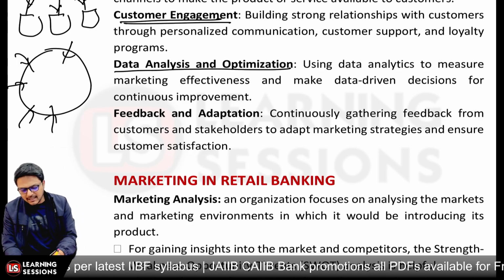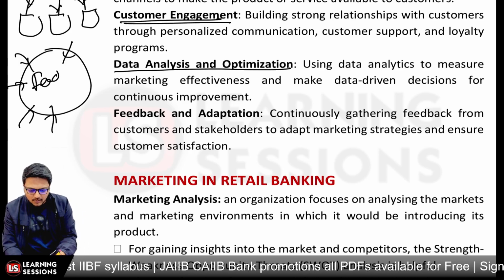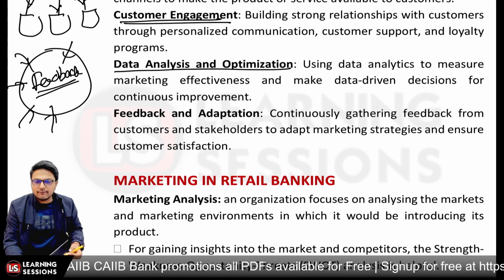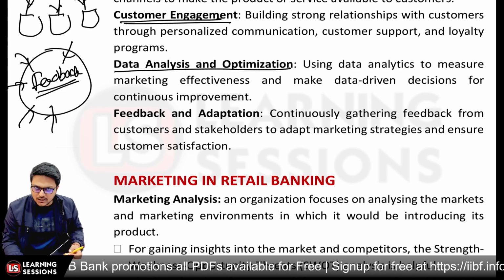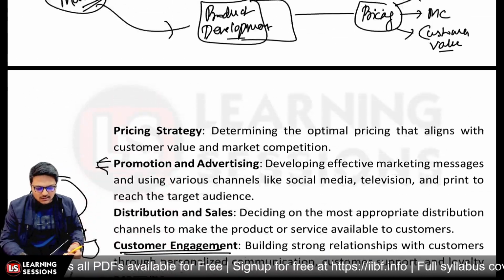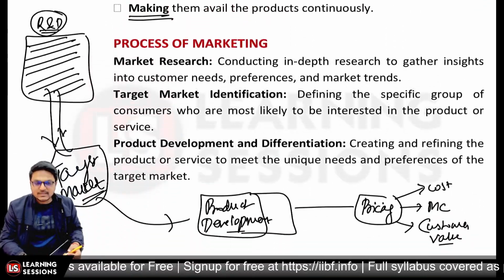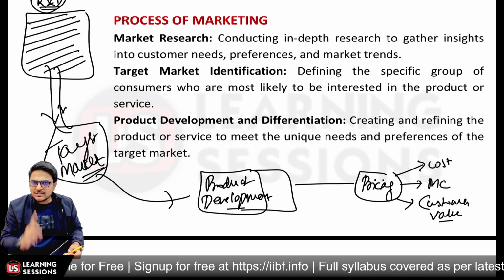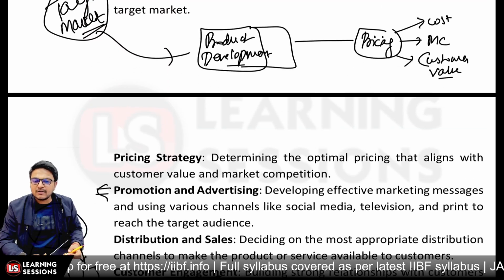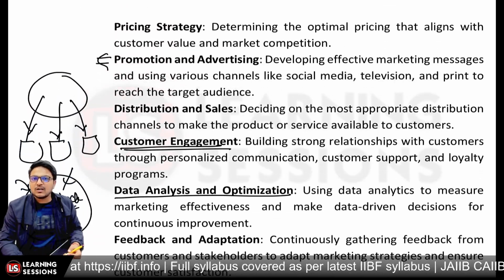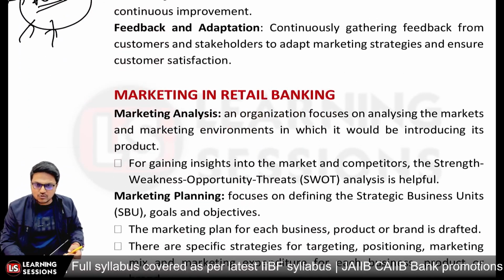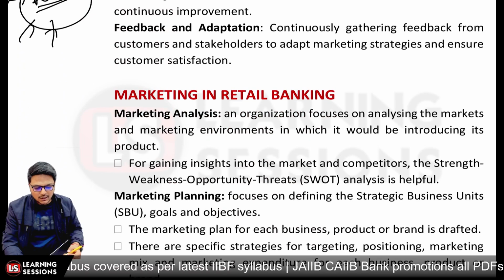Whatever feedback is given by the customer, feedback is very important. Feedback will help you make improvements in your product, adapt the market strategy, and also ensure customer satisfaction. So these were the different stages related to the process of marketing. First of all, research the market and identify the target market. The product must be developed, and further product pricing, promotion, distribution, customer engagement, and data analysis and feedback, right? So these are the different processes of marketing.